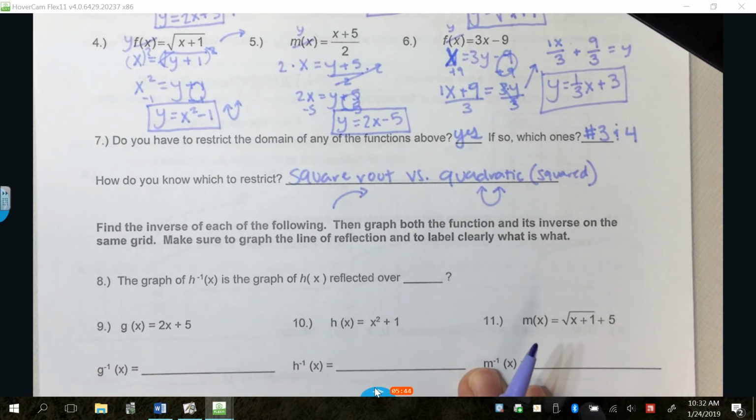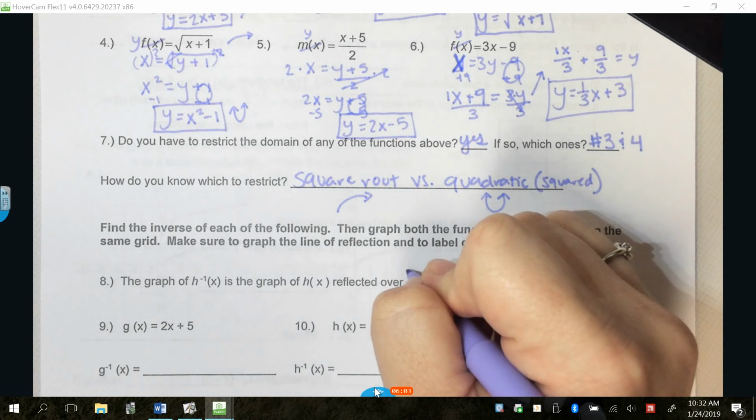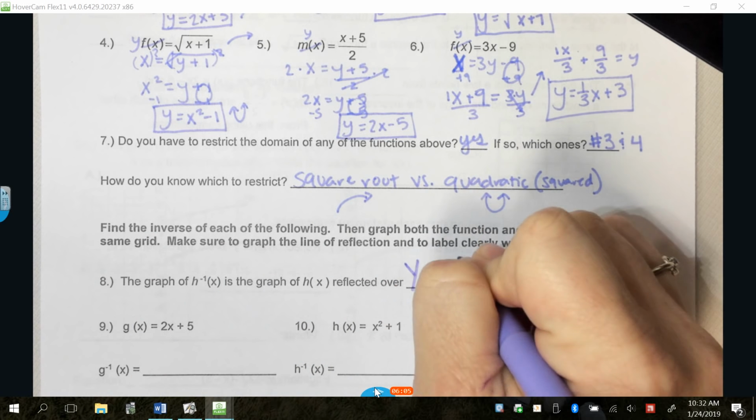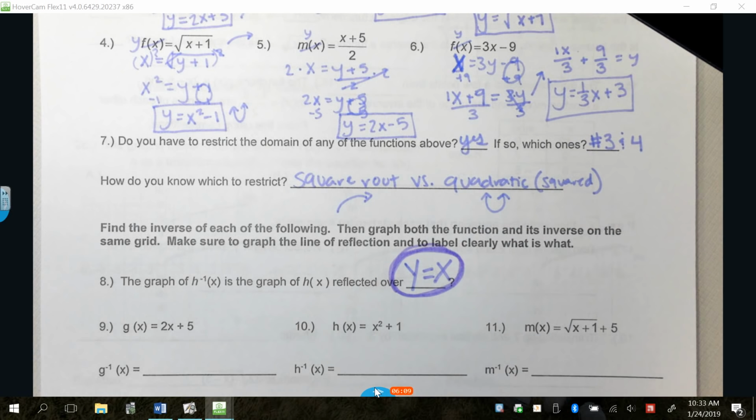Okay. So find the inverse of the following, then graph both of the functions and its inverse on the same grid. Make sure to graph the line of reflection and to label clearly what is what. So the graph of h inverse of x, the inverse of h of x, is the graph of h of x reflected over y equals x. Guys, this is a test question, and it's not multiple choice. You have to know this.